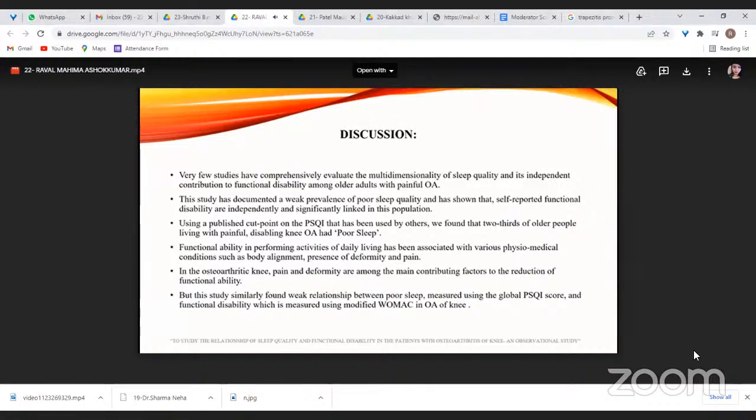Using a published cut point on the Pittsburgh Sleep Quality Index that has been used by others, we found that two thirds of the older people living with painful and disabling knee osteoarthritis had poor sleep.